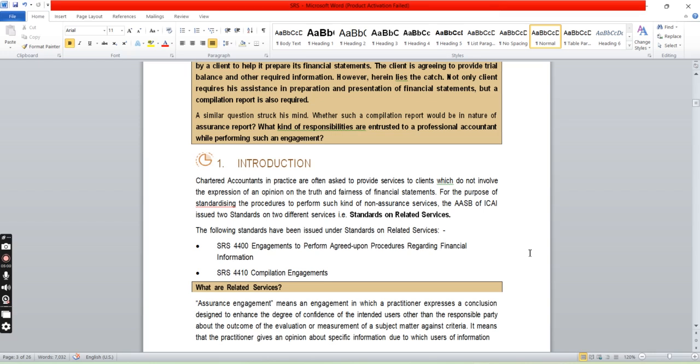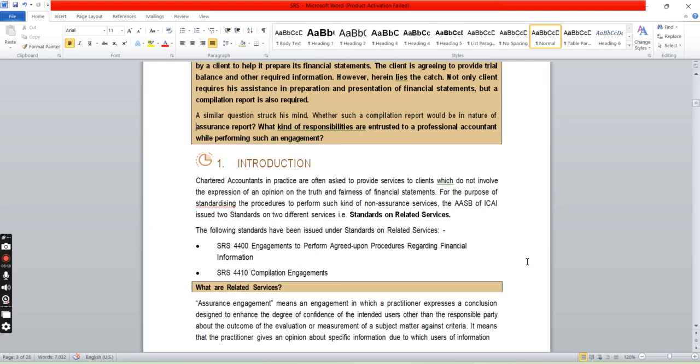The AASB of ICAI issued two standards on related services. The following standards have been issued under the standards on related services: SRS 4400, that is the engagement to perform the agreed upon procedures regarding financial information, and SRS 4410, that is nothing but the compilation engagement.